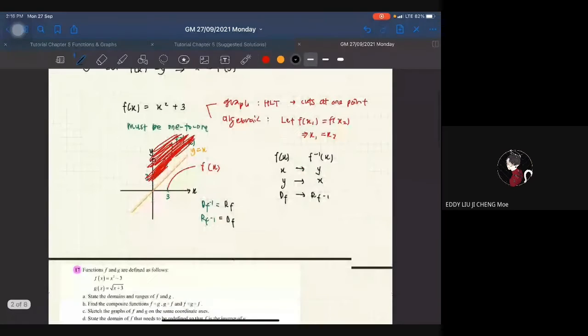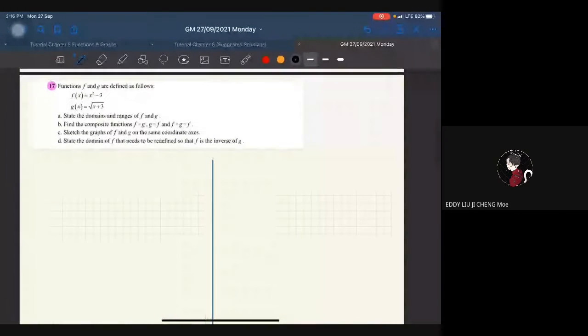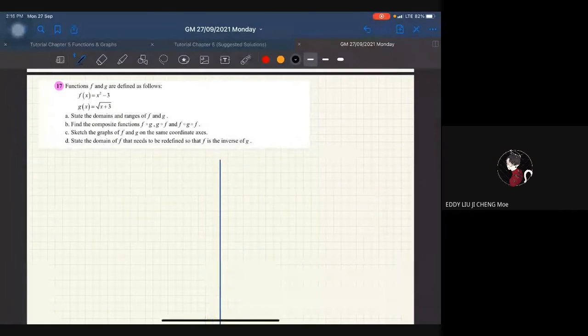So jom kita teruskan ke soalan tutorial nombor 17. Okay, so nombor 17. Bila awak tengok soalan nombor 17 ni, dia bagi kita two functions. So we have two different functions. The first one is a quadratic, and then the second one is a surd function. The first part, soalan minta kita state the domain and range of f and g.